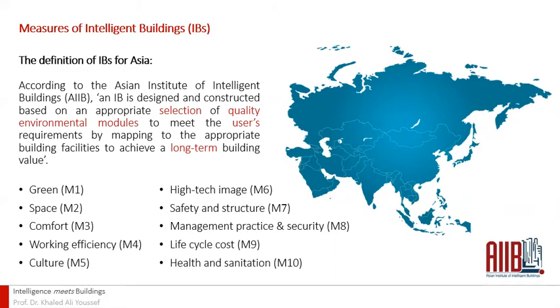This section of the presentation is very important as we came to how to measure intelligence in relation to architecture. According to the Asian Institute of Intelligent Buildings, or the so-called AIIB, an intelligent building is designed based on quality environmental modules to achieve a long-term building value. These modules are green, or M1, space, or M2, comfort, M3, working efficiency, M4, culture, M5, high-tech image, M6, safety and structure, M7, management practice and security, M8, life cycle cost, M9, and health and sanitation, M10.